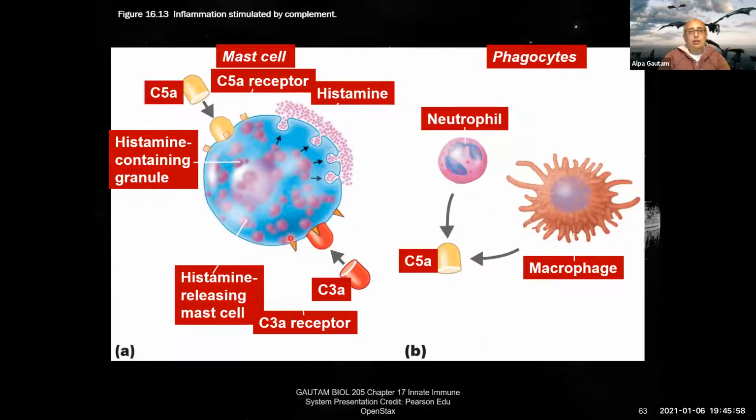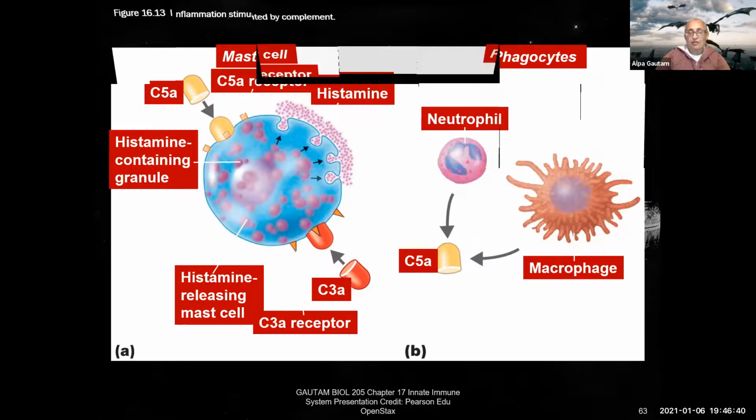So here is the mast cell, and it's got lots of these granules that have histamine within them. So this is a C5a that we just learned. It's going to bind to its receptor, which causes the release of histamine. C3a does the same thing, causes the release of histamine. So we've seen where the C3a comes from. We've not seen where the C5 comes from. So the C5 gets activated by macrophages and neutrophils. And these are going to cause the C5 to split into C5a and C5b. And the C5a comes along and causes the release of histamine from mast cells.